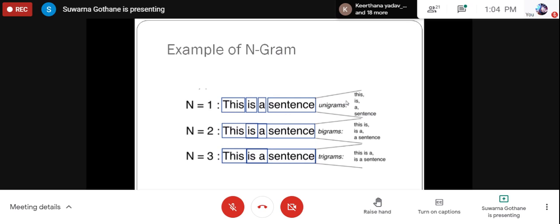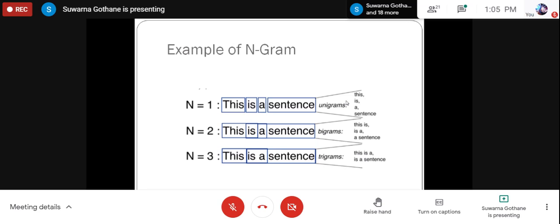And if n equals 2, n is called the size of your gram. So if n equals 2, then it is called a bigram model. As long as the size of your sentence allows, you can construct either unigram, bigram, trigram, quadgram or pentagram, up to the maximum limit of your sentence. Based on that, you can divide your sentence into equal or fixed sizes.